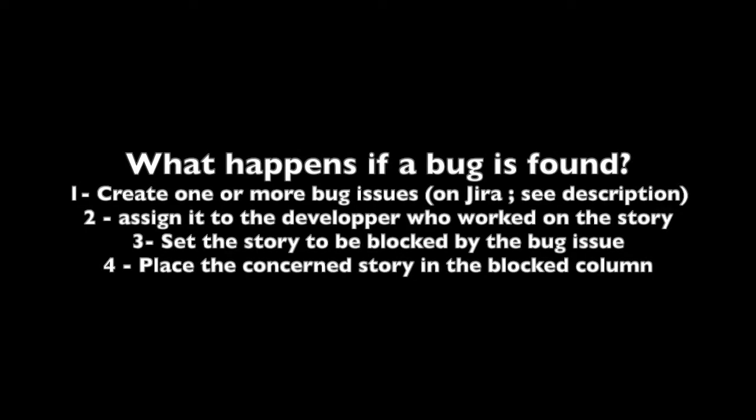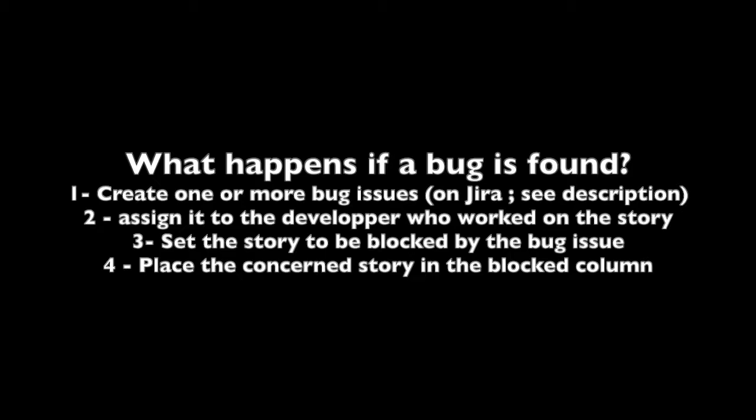If an EFPO team member finds an issue with the story at UAT or pre-prod, or if the PO finds an issue at verified, you are supposed to create one or more bug issues, assign the bug issues to the original developer of the blocked story, set the story to be blocked by the bug issues, and put the story in the blocked column. Once the bug issues are caught up with, the story will be removed from blocked and will go back to where it was before, and the process continues.